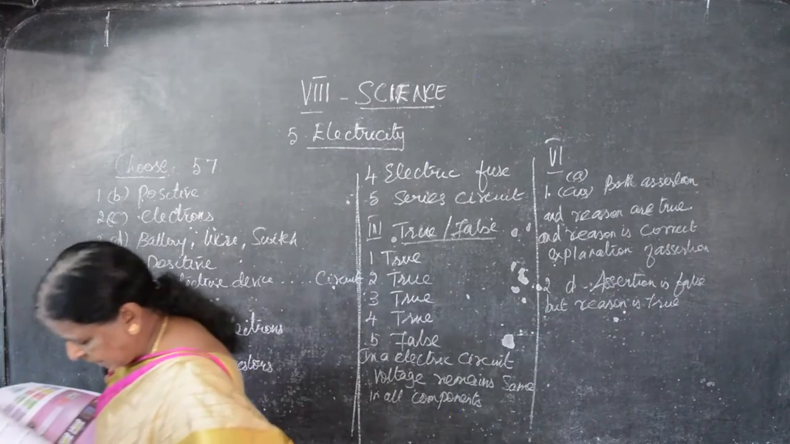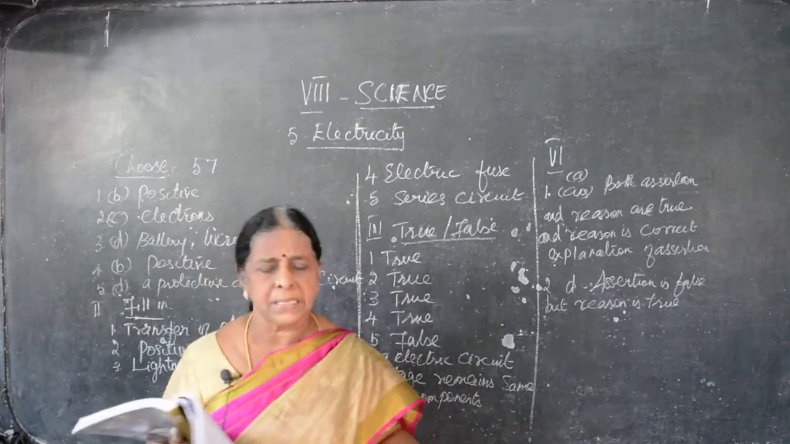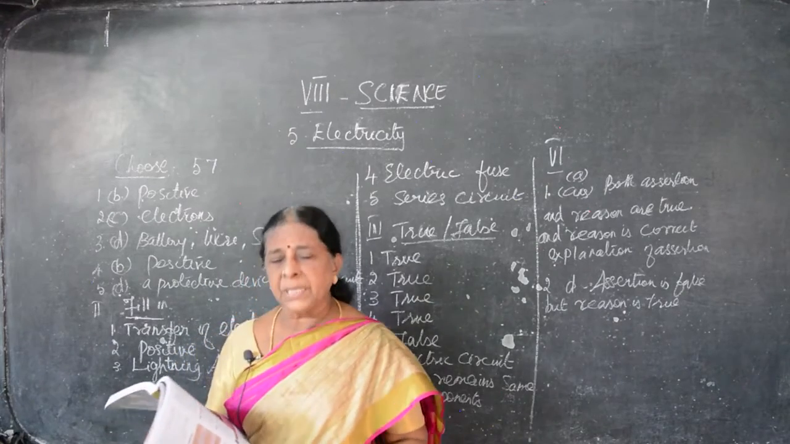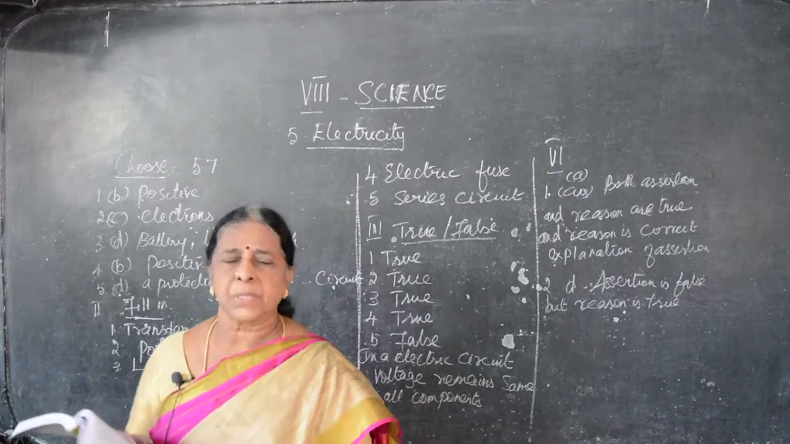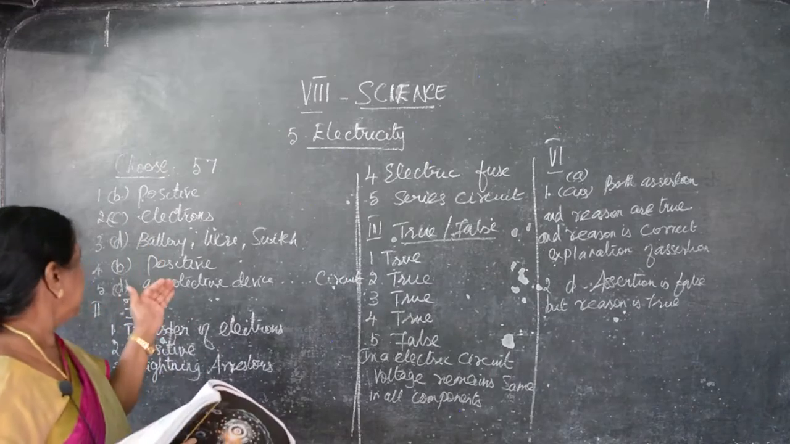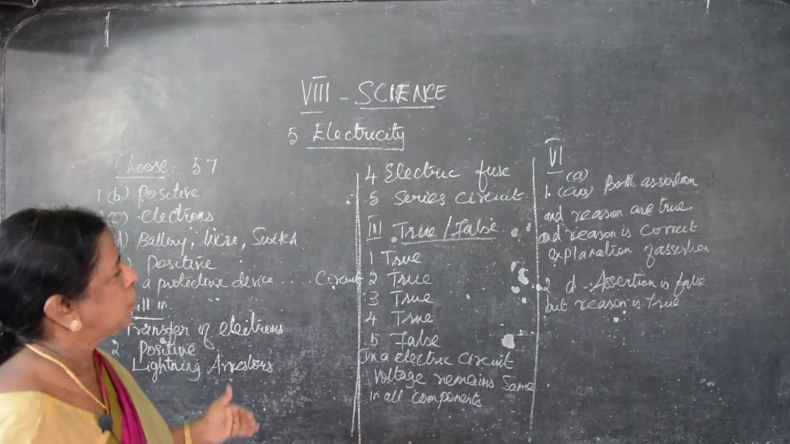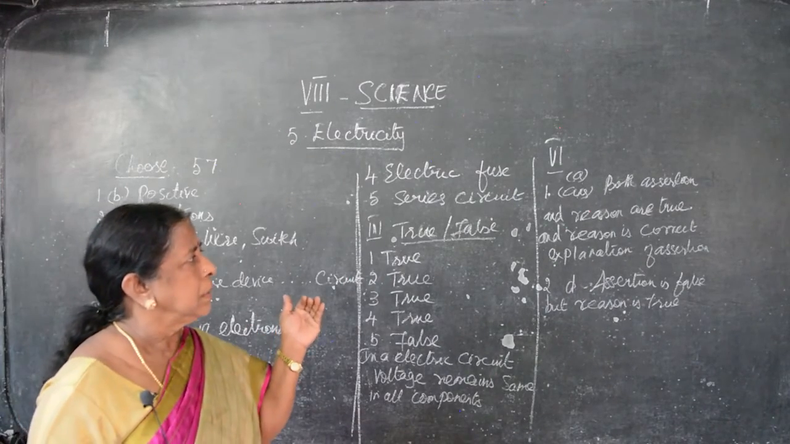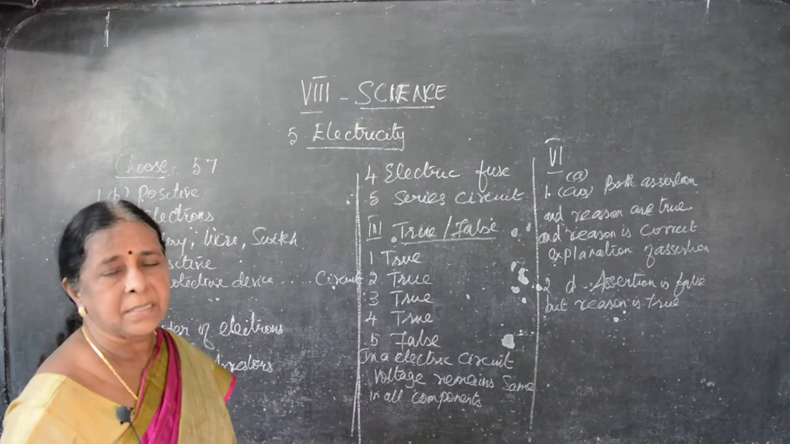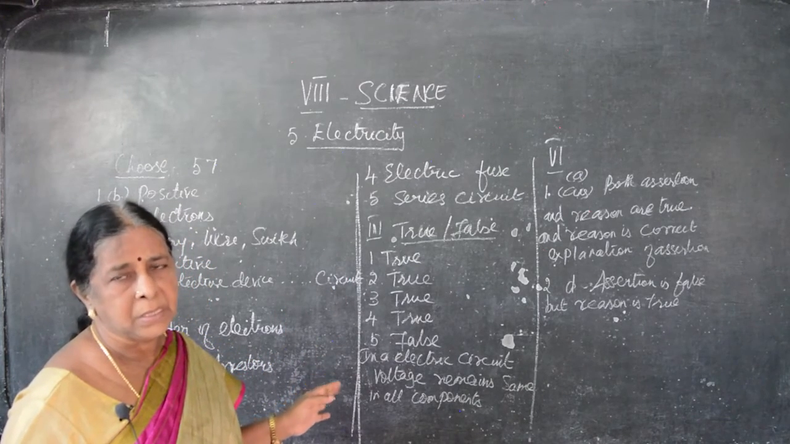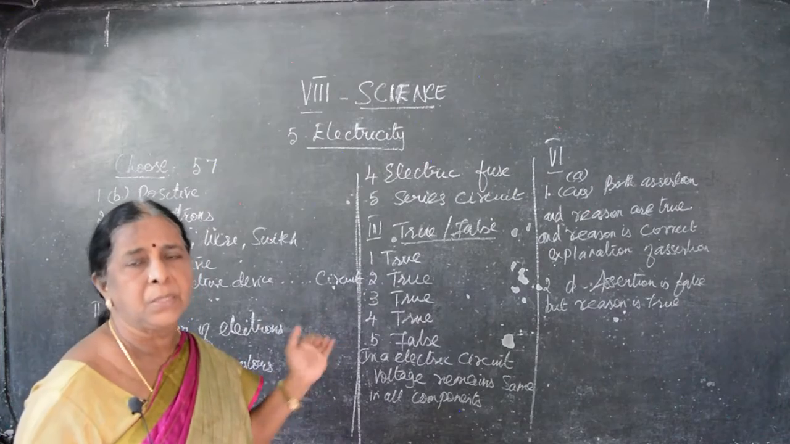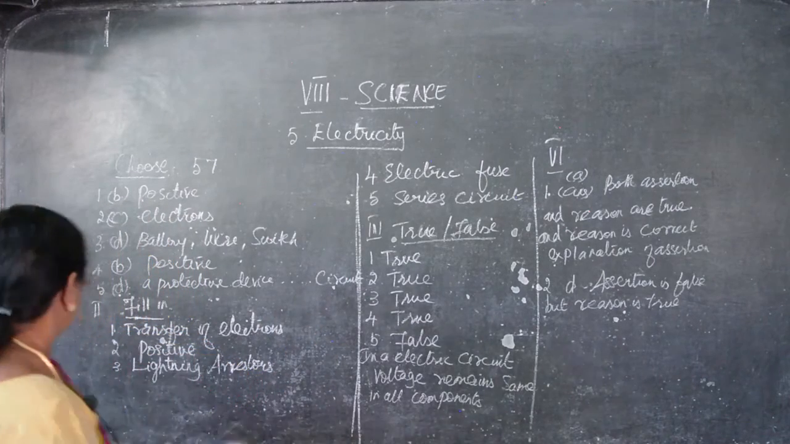So here, then after this we have to write question and answers. Give reason. This and all you have to copy in the classwork. So what are the things? Here choose, fill in, true or false, and this one what I said, assertion, reason. This and all you no need to write in the classwork. Further what I am going to write, you have to copy in the classwork notebook. Clear?